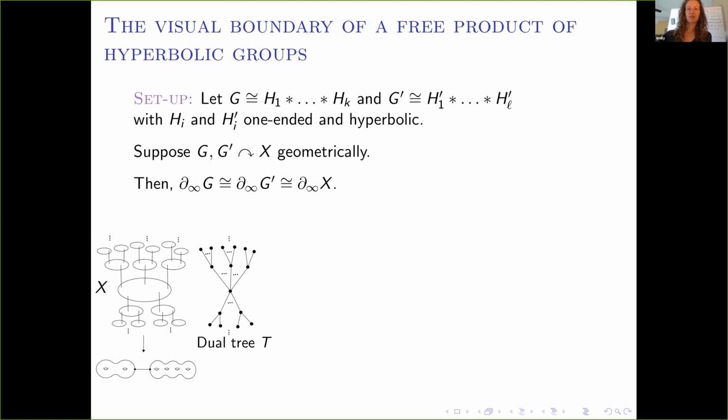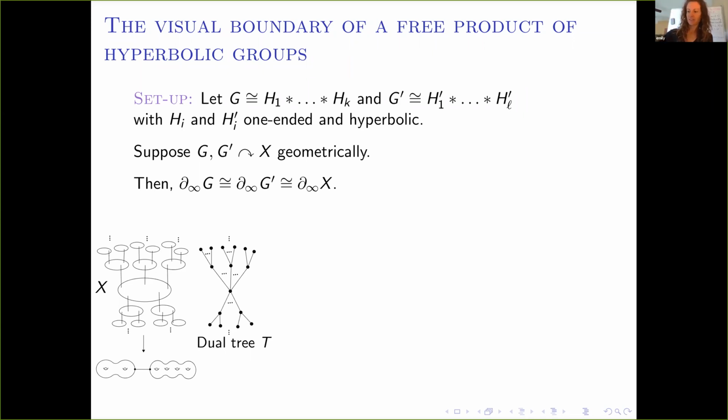Okay, and an example to keep in mind is if the group G is the free product of two surface groups, then it's acting on the universal cover, which is built out of copies of the hyperbolic plane glued to each other along intervals. And there's a dual tree associated to the universal cover where every hyperbolic plane has been collapsed to a point.